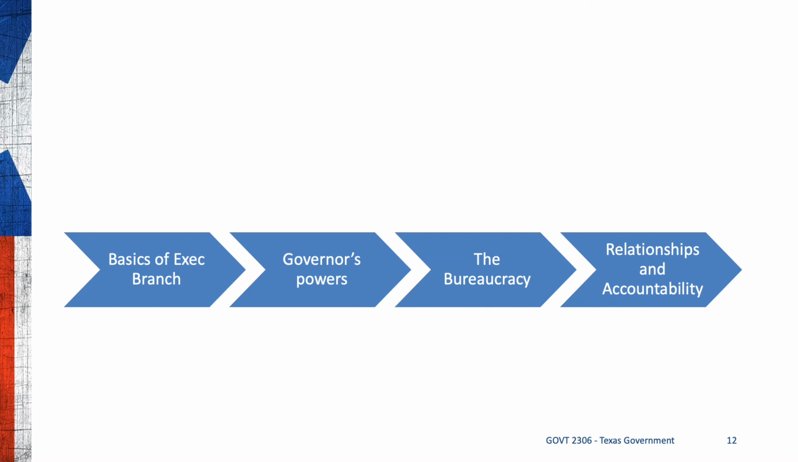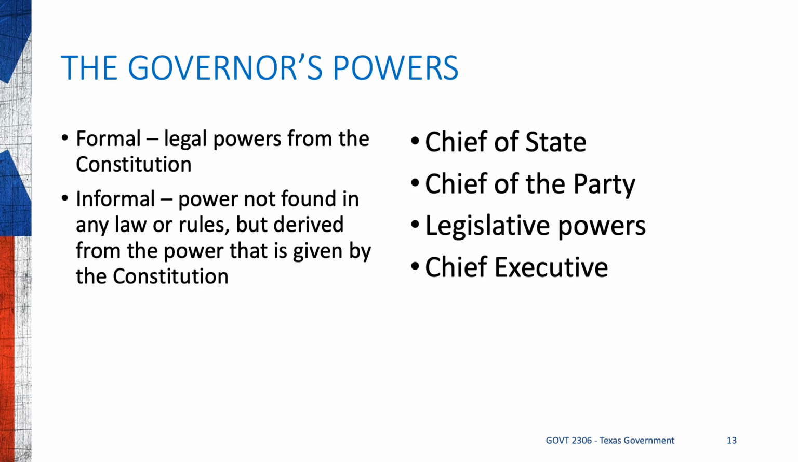Okay, so we're going to move on now to the governor's powers. Let's talk about the formal powers. Those are the powers that come from the Constitution. So you can read the Constitution and see what formal powers the governor has. There are also informal powers that are just powers that the governor has that are derived from other powers that are in the Constitution. So it's not found in any written law or written rule, but it's implied.